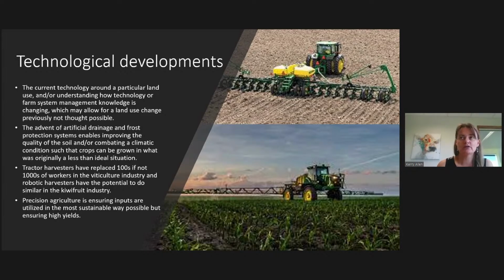So precision agriculture is another one that we can use to ensure our inputs are utilised in a sustainable way.